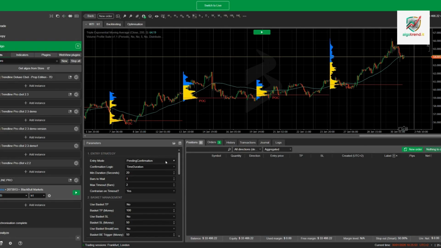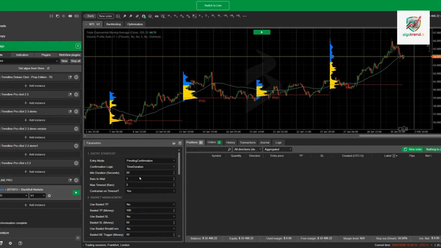Confirmation Logic defines how the breakout is validated. Time duration: price must stay beyond the level for a minimum number of seconds. Candle close: breakout must remain valid at candle close. Wait fixed bars: waits a fixed number of candles before confirming.